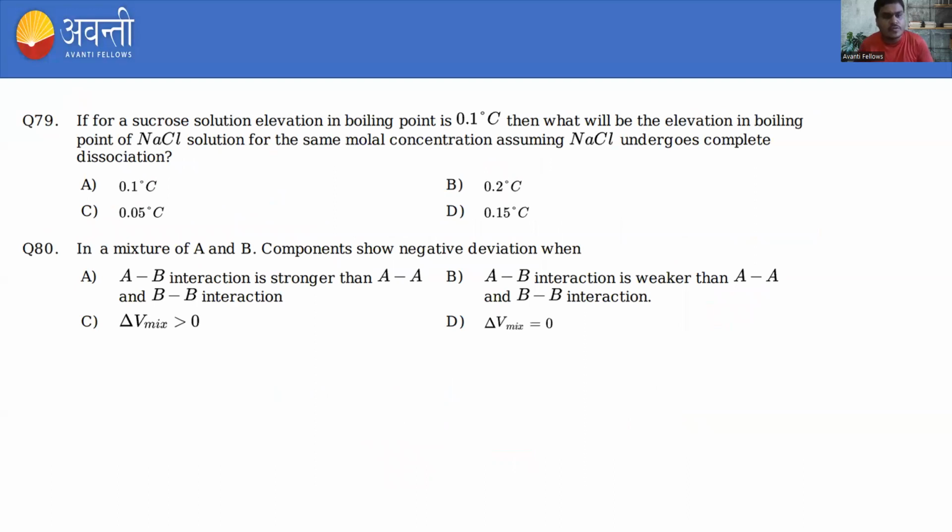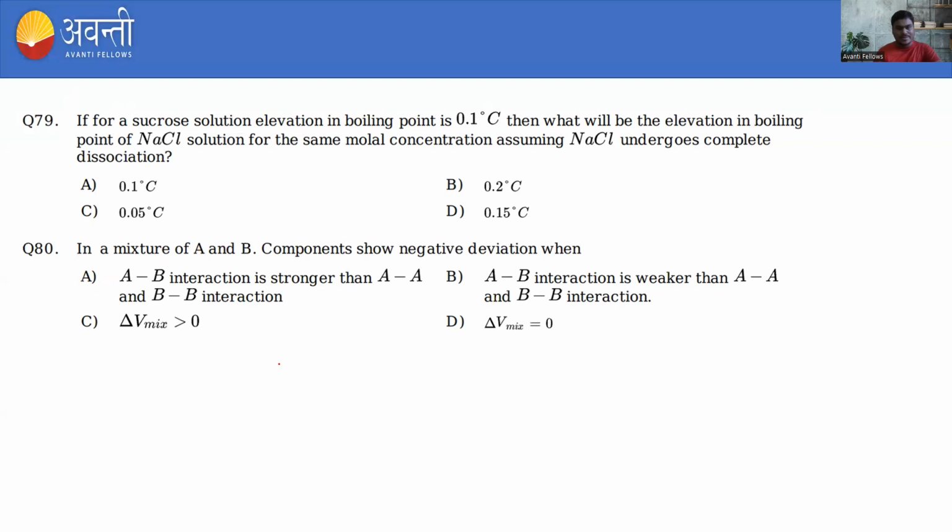Now, for a sucrose solution, if the elevation in boiling point is 0.1 degree Celsius, then what will be the elevation in boiling point of NaCl solution for the same molar concentration, assuming NaCl undergoes complete dissociation? So let's see the solution for this.